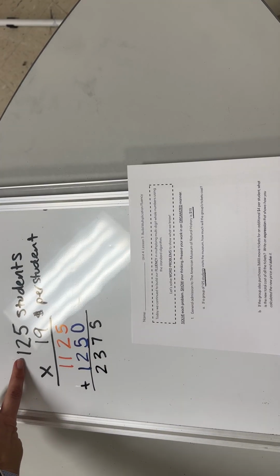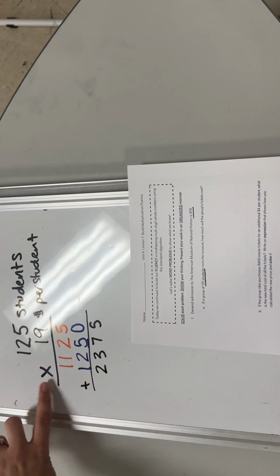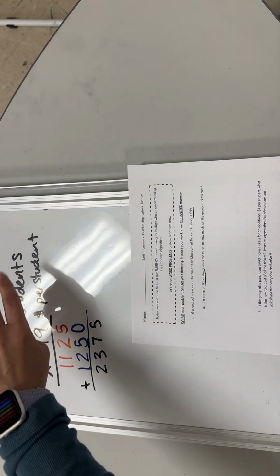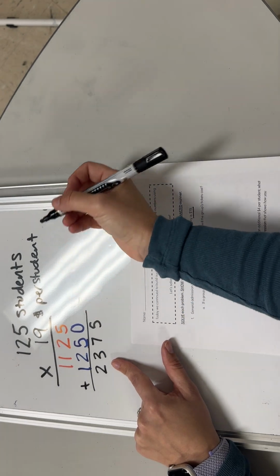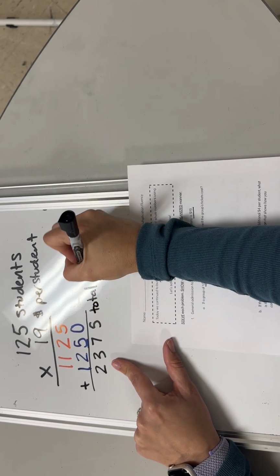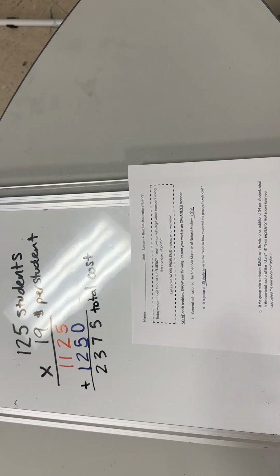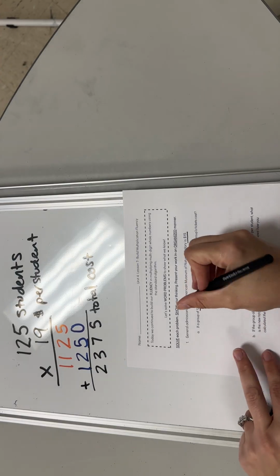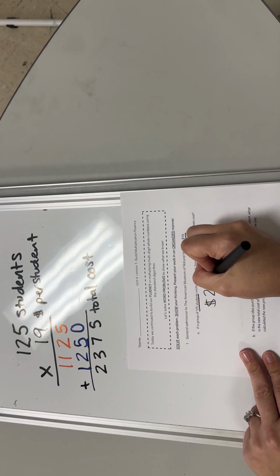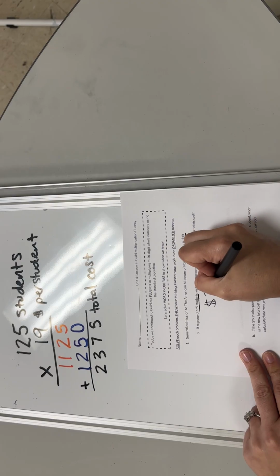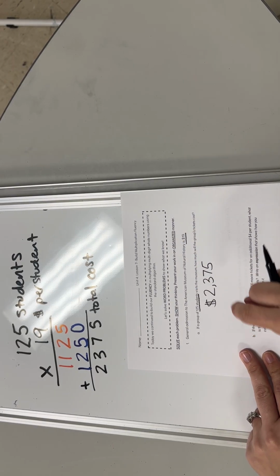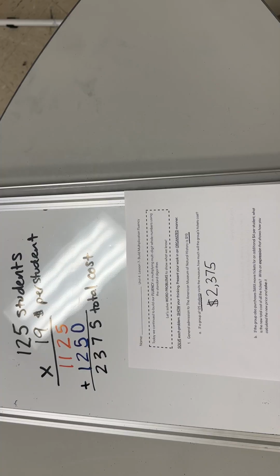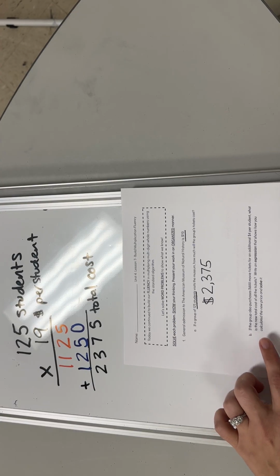Now, what did this end up telling me? Well, I was taking the total number of students and multiplying it by the cost of a ticket per student. So that means that my answer here is going to be the total cost for all 125 students to buy a ticket. My answer for A will be $2,375. And make sure you're showing all of your work on your paper as usual. Now that I have my final cost for all of my students, I can move on to B.